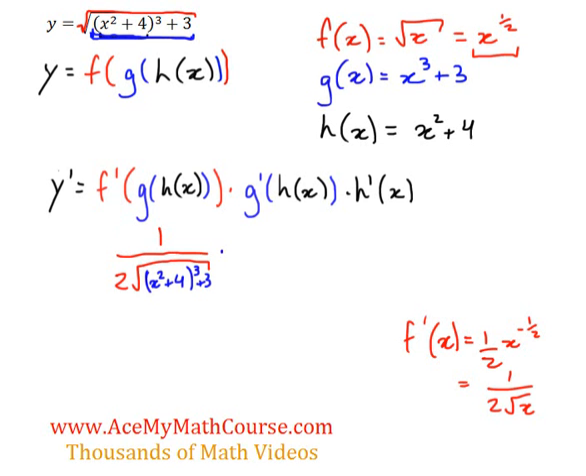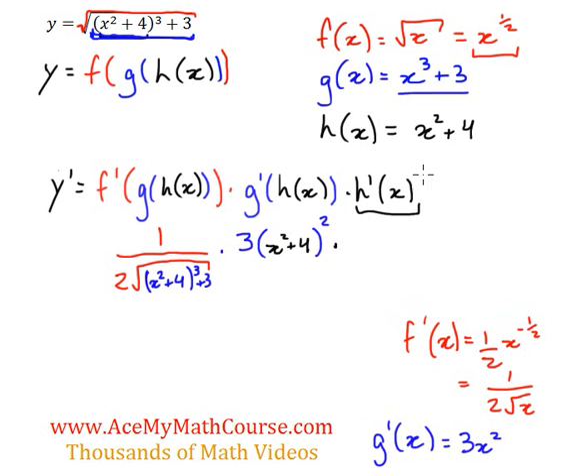Now times g prime of h. And what is g prime of x? Let's find g prime. And I meant to have blue here. G prime of x. Well, g of x is just x cubed plus 3. So g prime will be 3x squared. We bring down the 3, subtract 1 from the exponent. And the derivative of 3 is just 0. So we have 3x squared. But instead of the x, we're going to replace the x for h of x, which is x squared plus 4.